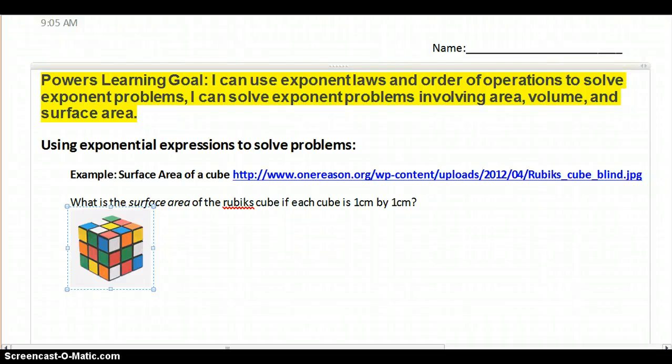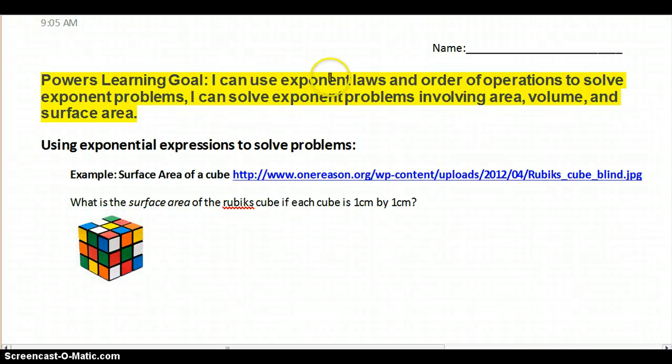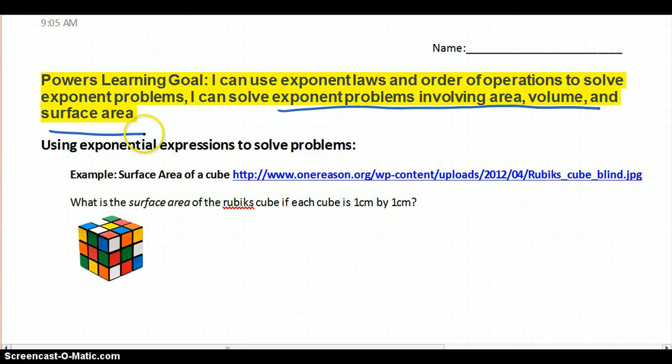Alright, moving forward with powers. Our learning goal again is exponent laws and order of operations to solve exponent problems. And now we're getting into the latter bit here, solving exponent problems involving area, volume, and surface area. You can practice area and volume.